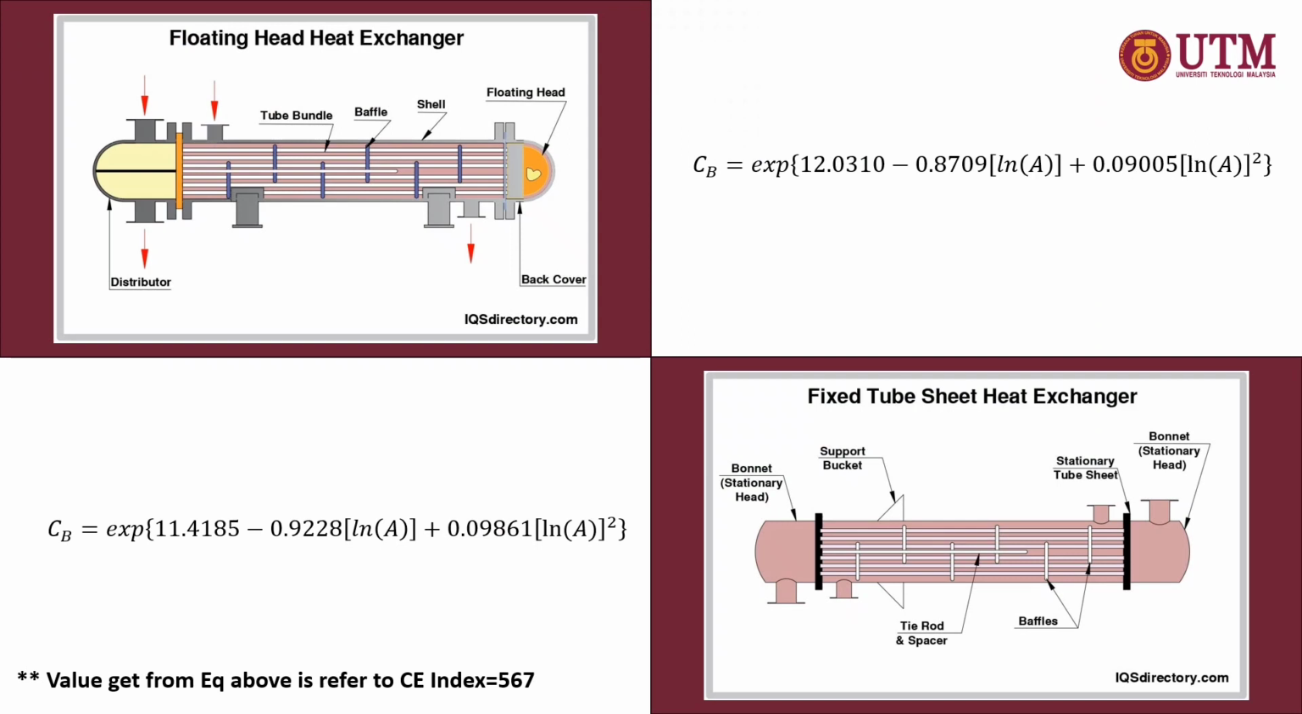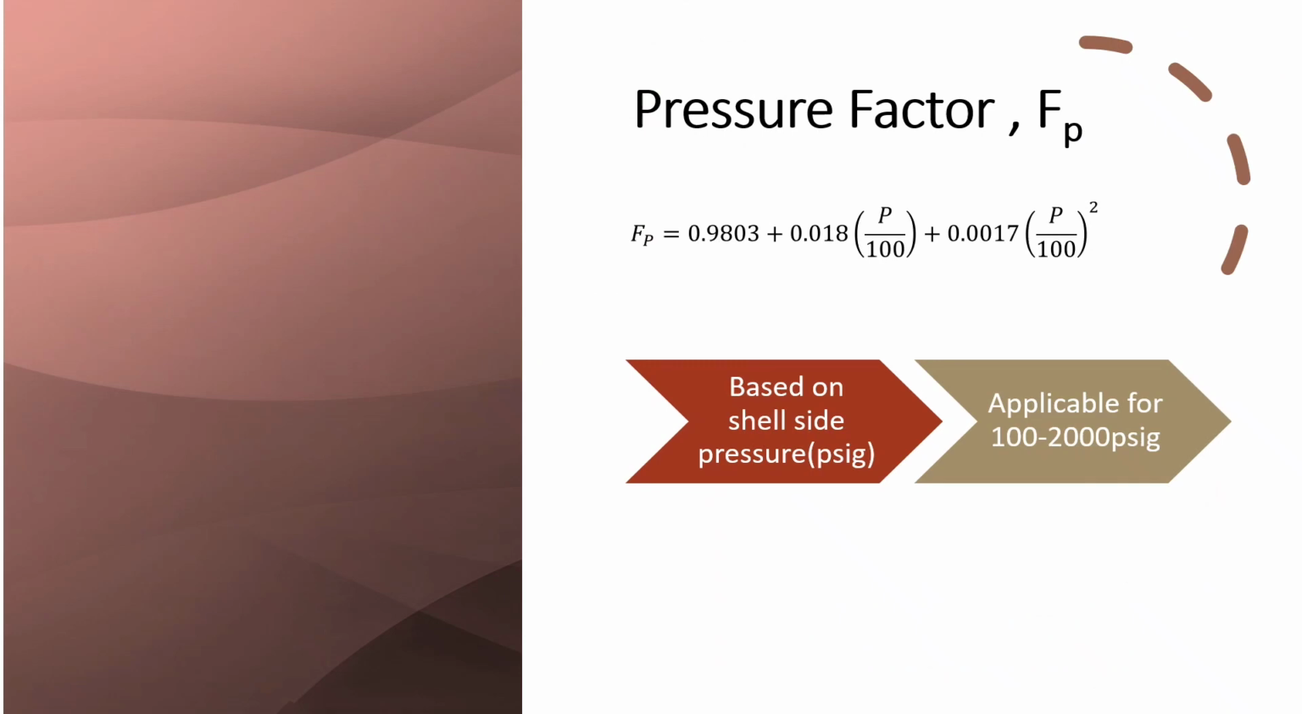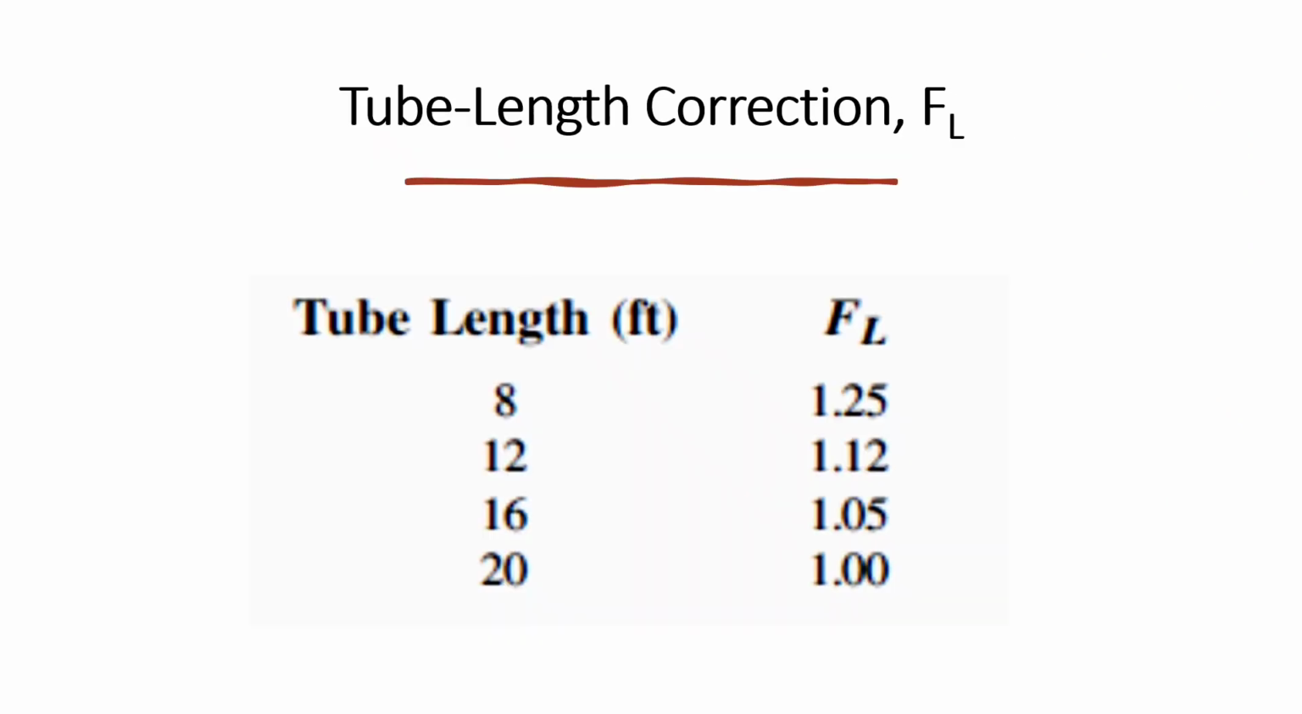And then this is the formula to find the correlation factor CB for the floating head heat exchanger and fixed tube sheet heat exchanger. Then this is for U-tube heat exchanger and also for the kettle type heat exchanger. This is the formula given for the pressure factor FP, and P is based on shell side pressure in PSI gauge and applicable in ranging from 100 to 2000 PSI gauge. Next is tube length correction FL, and this is the tabulated data to find the FL.